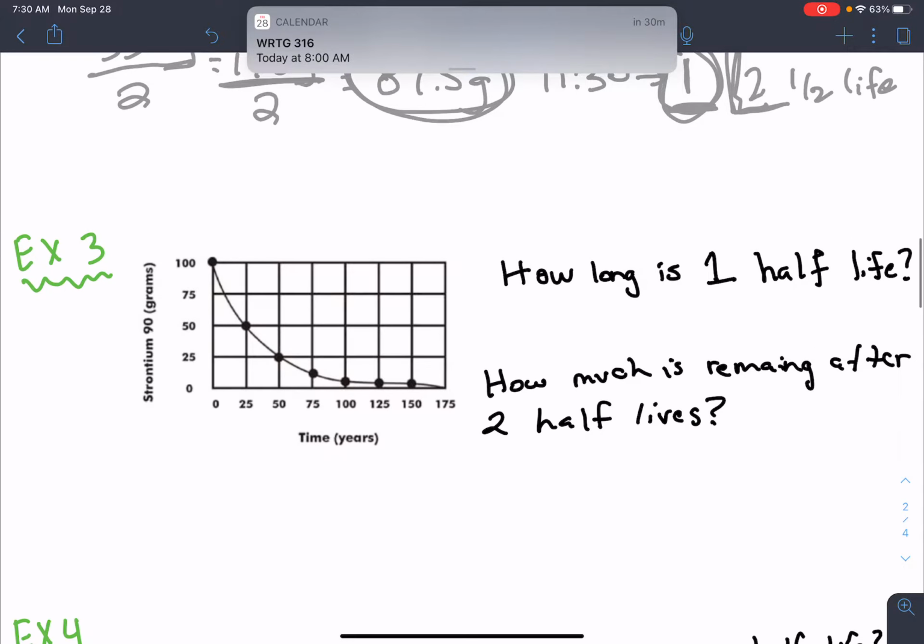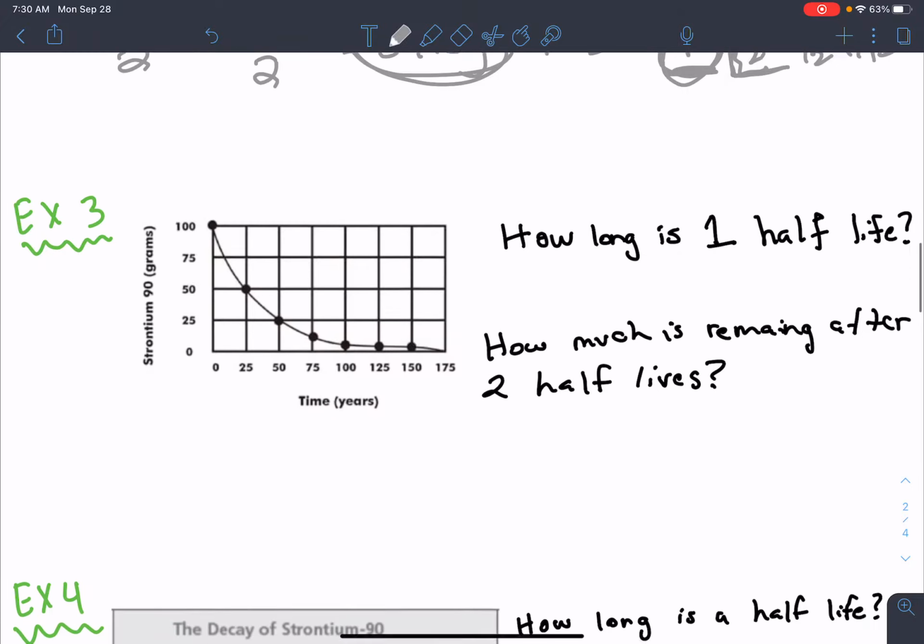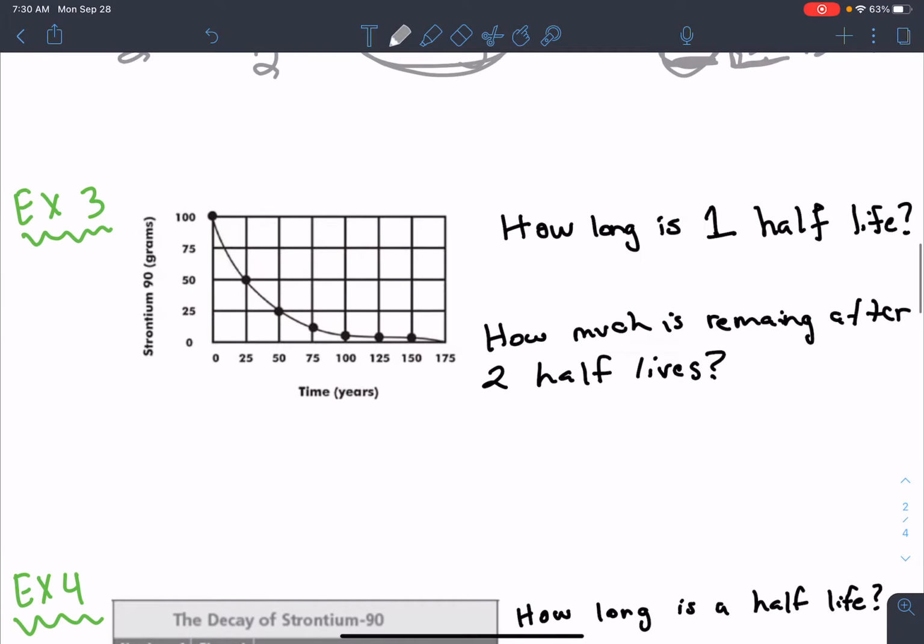Alright, there also are going to be ones on your test that are going to be graphs or charts, and you're going to have to learn how to read them. Now, don't be too confused by the graphs or the charts. Again, we just have to learn how to read it, and then we'll be fine.